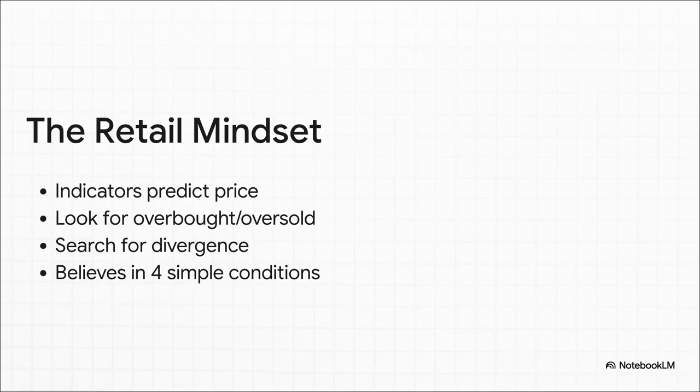Yeah, the whole retail mindset is really built on this idea that indicators can somehow predict the future. We're taught to just hunt for 4 simple conditions. Is it overbought? Is it oversold? Is there bullish divergence? Or is there bearish divergence? It creates this belief that trading is a simple checklist. Find one of these and you've found your golden ticket. But as we're about to see, that's a really dangerous oversimplification.